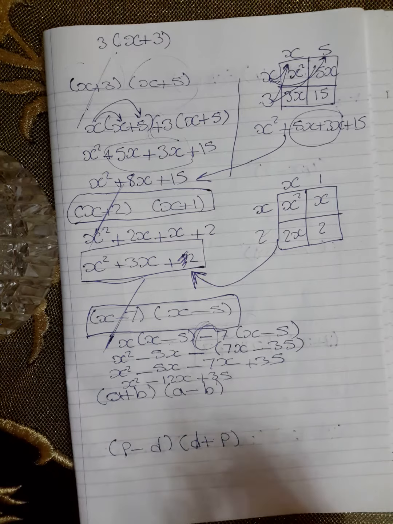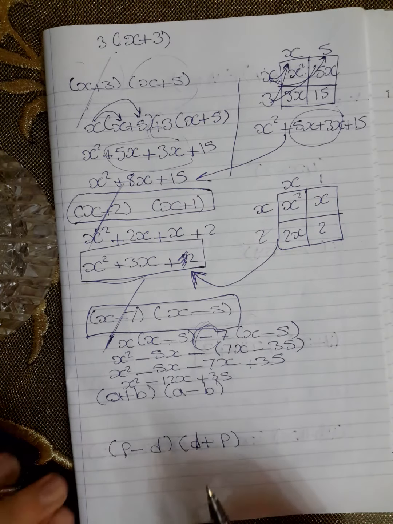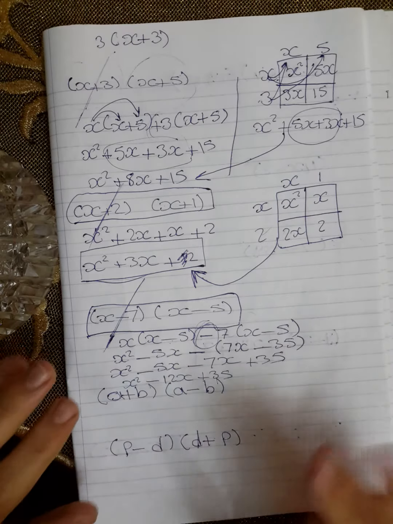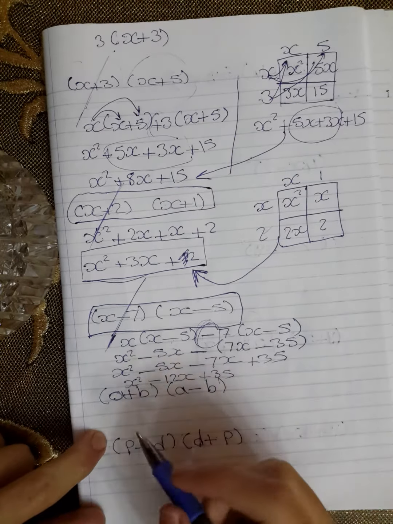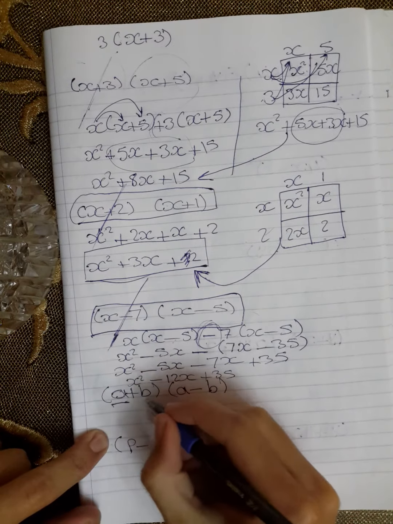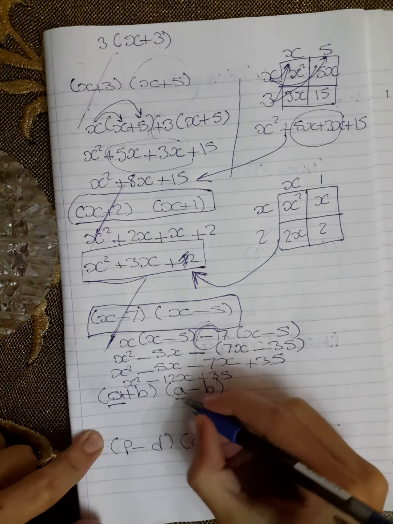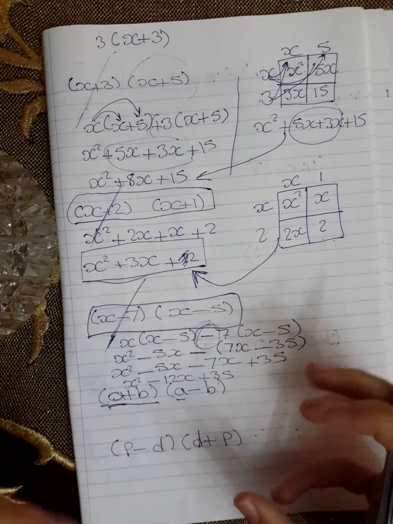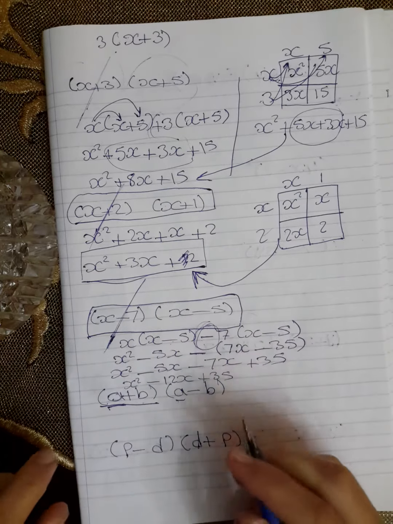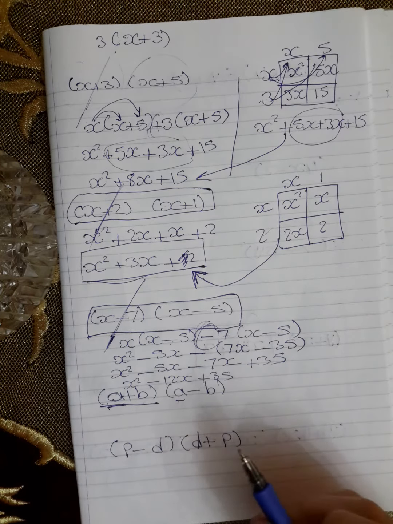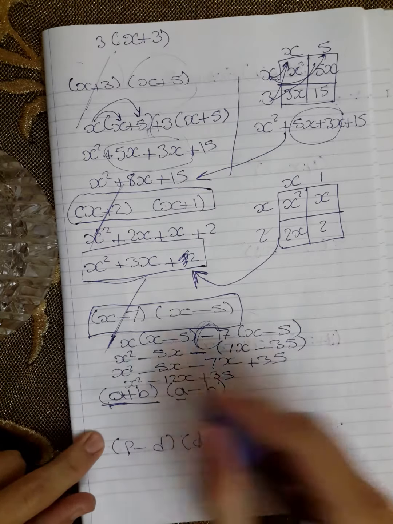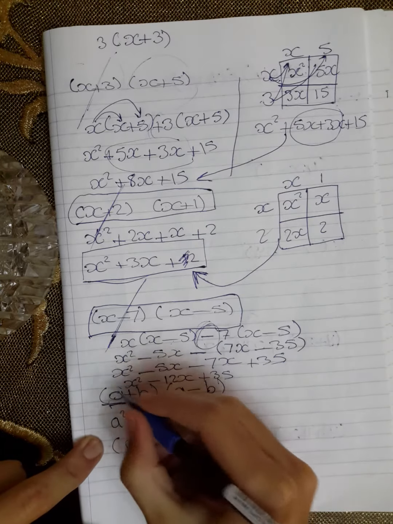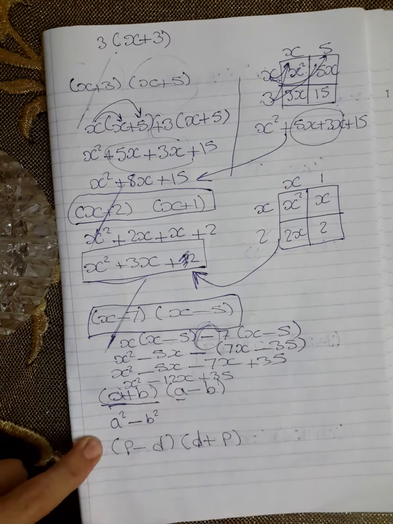Another new idea is the perfect square form. What is a perfect square form? This is a perfect square form. As you notice, I have a plus b times a minus b. So the terms are just the same, but you have a negative in one and a positive in the other. So this can be solved like that: a squared, the first squared, minus the second squared.